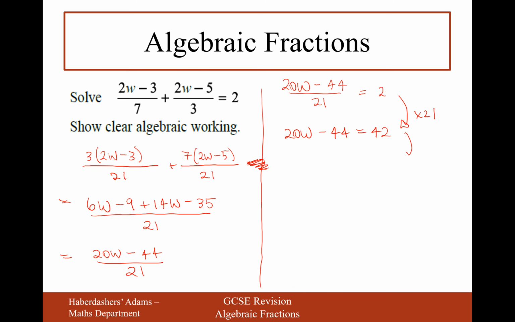Let's add 44 onto the right hand side now. So that makes it 20w equals 86. And the last thing we'll do here is we'll divide by the 20, so that's going to give us w equals 86 over 20. Now we could probably simplify this, cancel down a factor of 2, so that'll make it 43 over 10. So as a decimal, that would be 4.3.